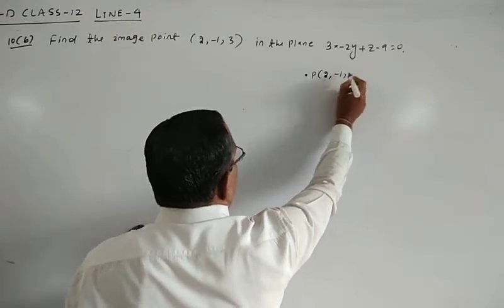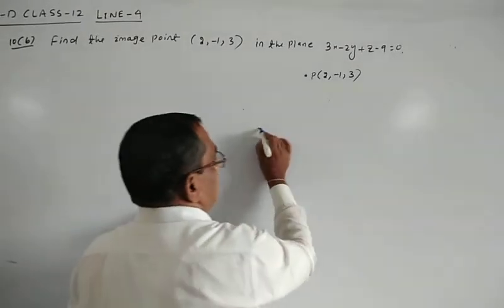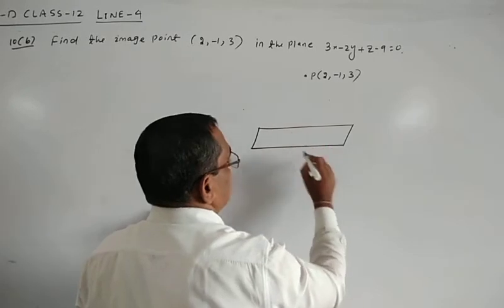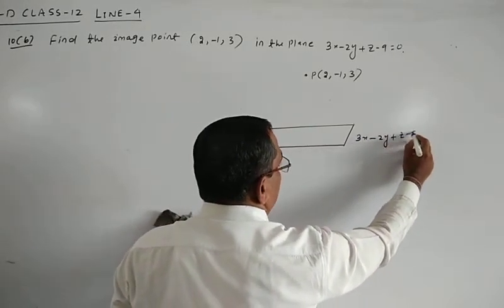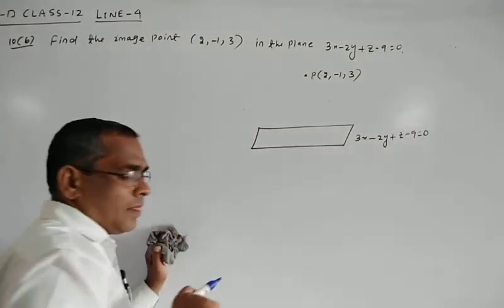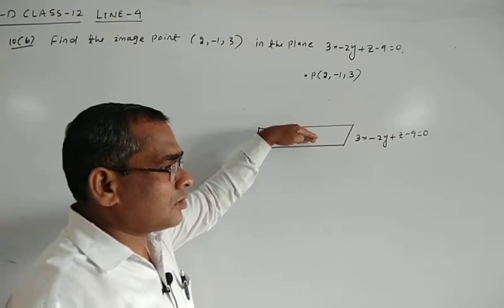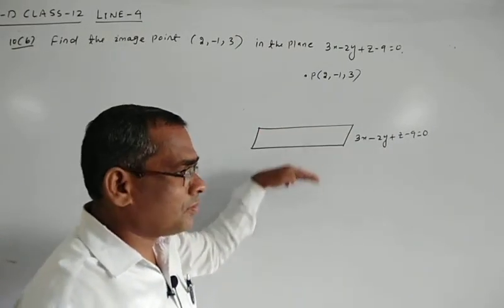P is (2, -1, 3). Now we determine the image point with respect to the plane. Clearly this is a plane and its equation is 3x - 2y + z - 9 = 0. So image point with respect to a plane means the image point must be at the same distance from the plane.